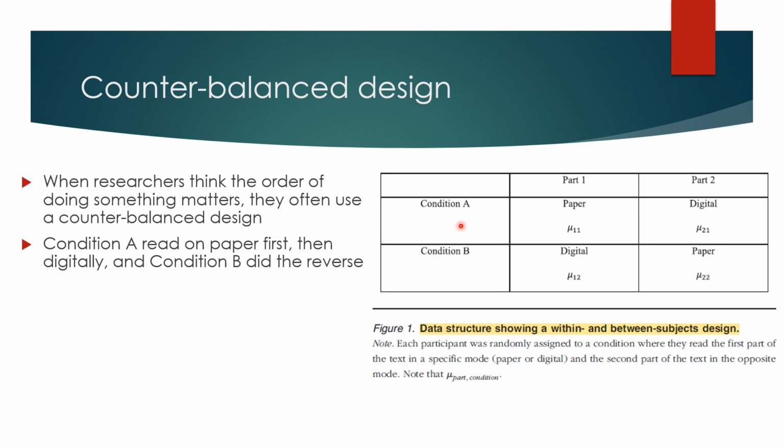So in condition A, the participants that were in here read on paper first for part 1, and then they switched to digital for part 2. And then in condition B, they did the reverse. So they got digital for part 1, and they got paper for part 2.